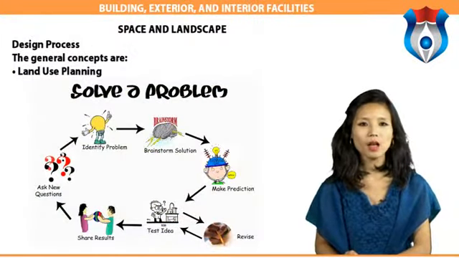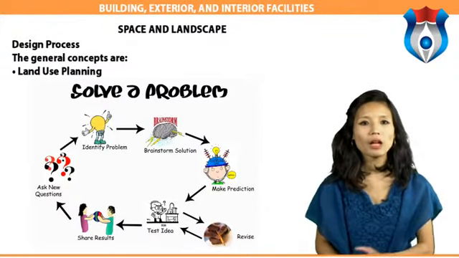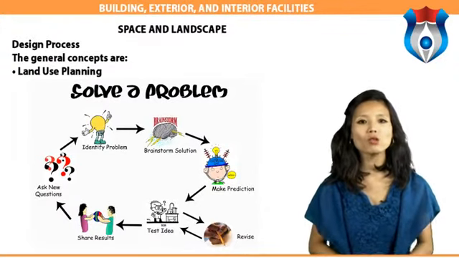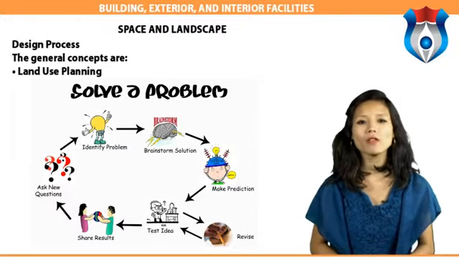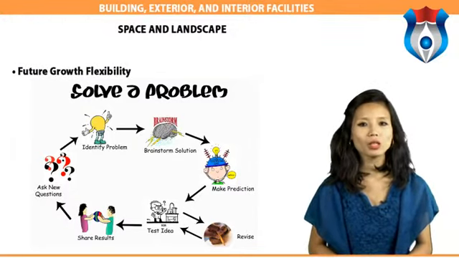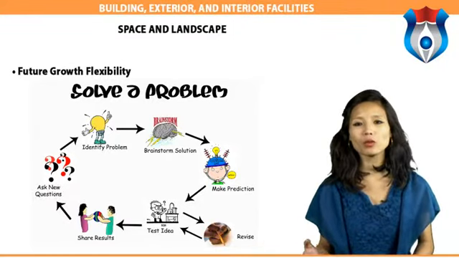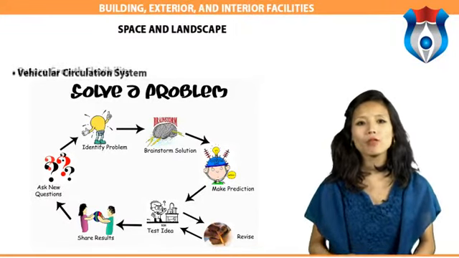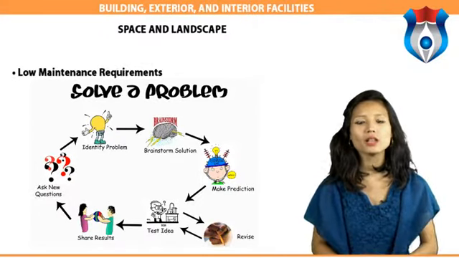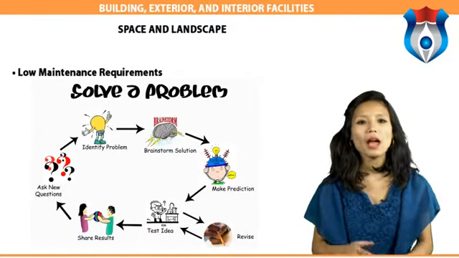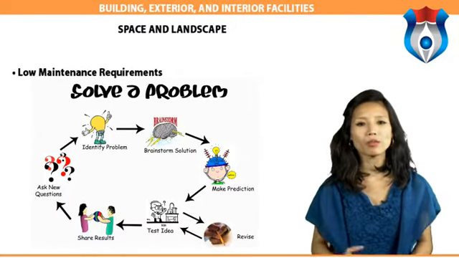Design process. The general concepts are land use planning based on mission requirements, ecology, physical development, and visual character of the installation. Future growth flexibility: plan for expansion to meet future needs of the installation. Vehicular circulation system: serves the base but does not dominate the setting. Low maintenance requirements: design and selection of elements for durability and life cycle cost benefits.